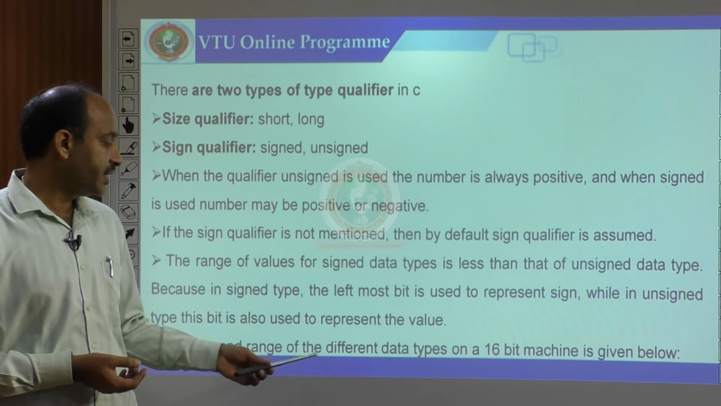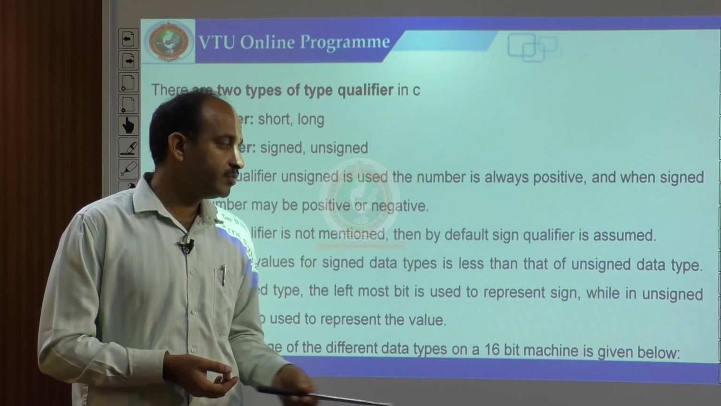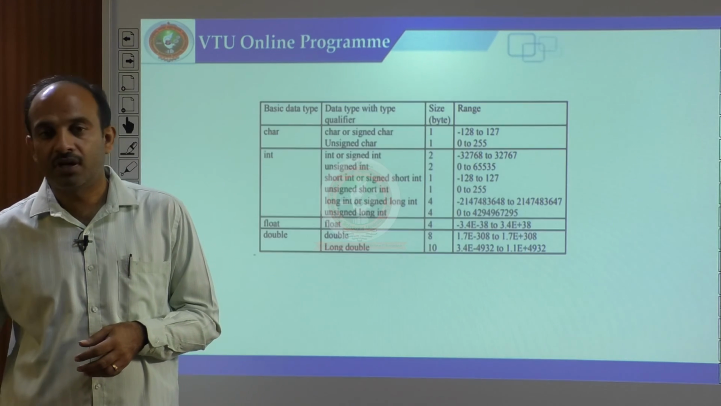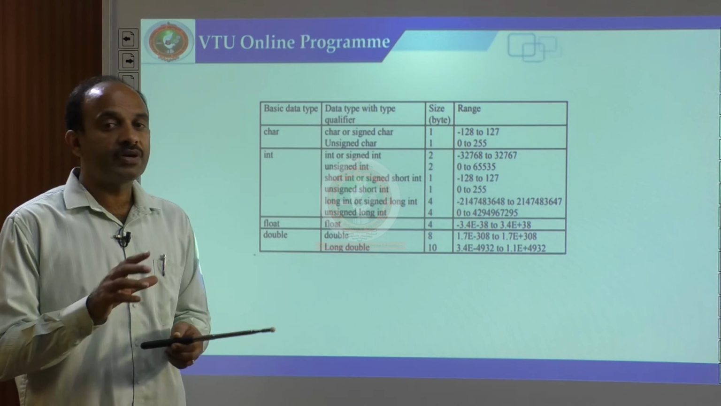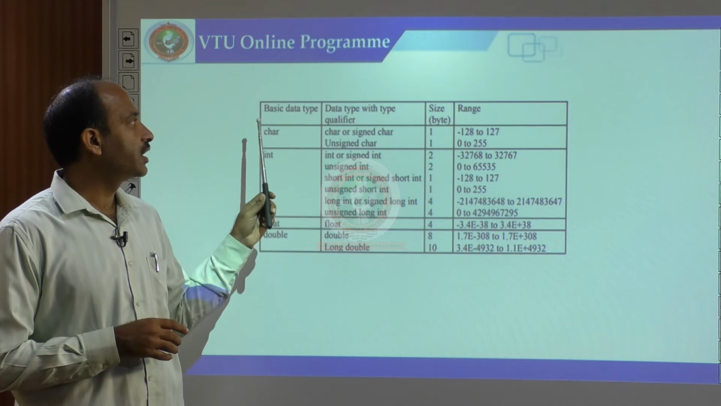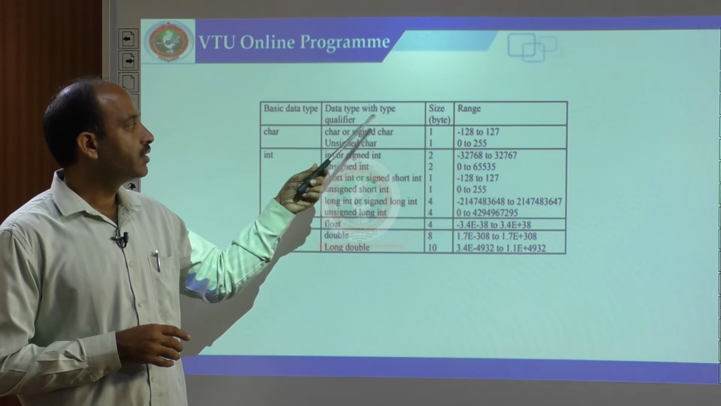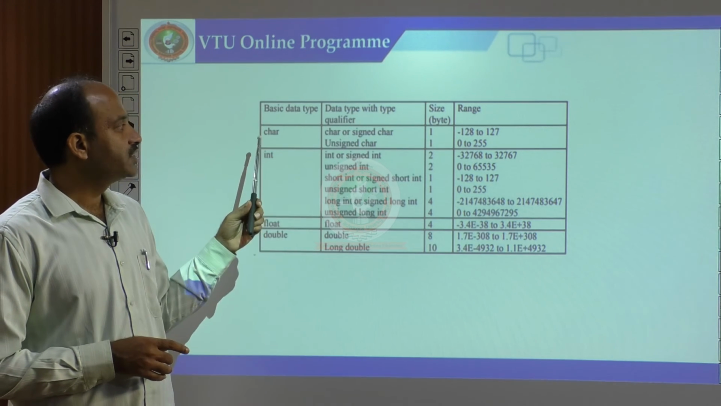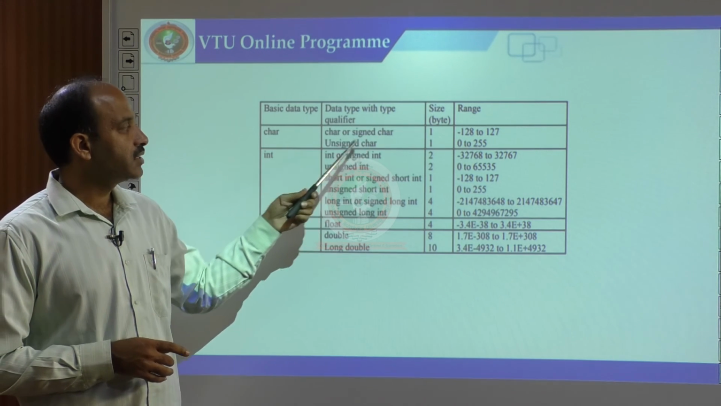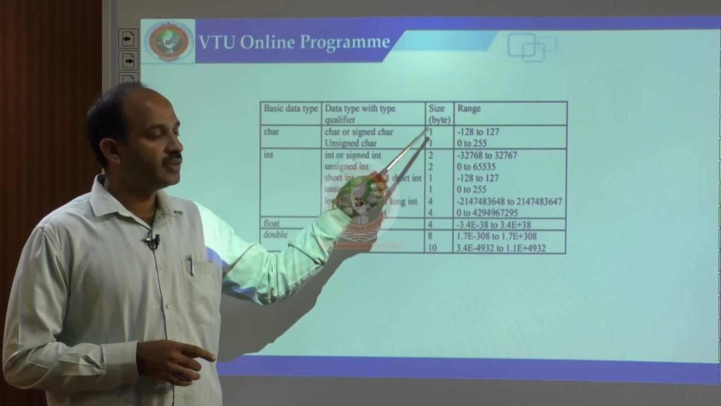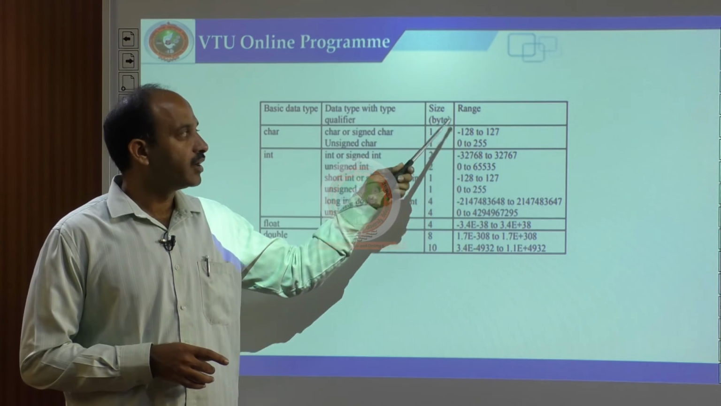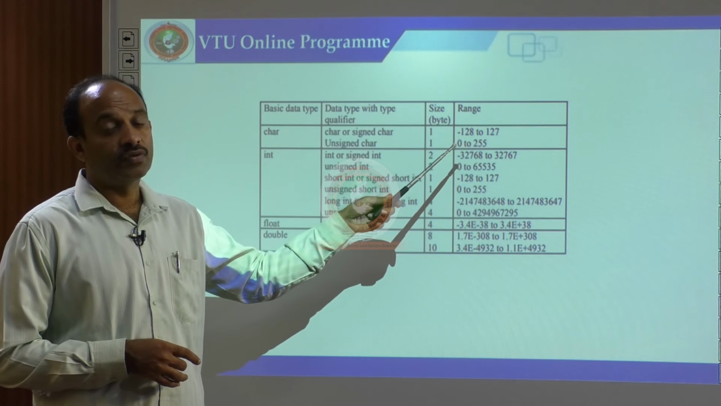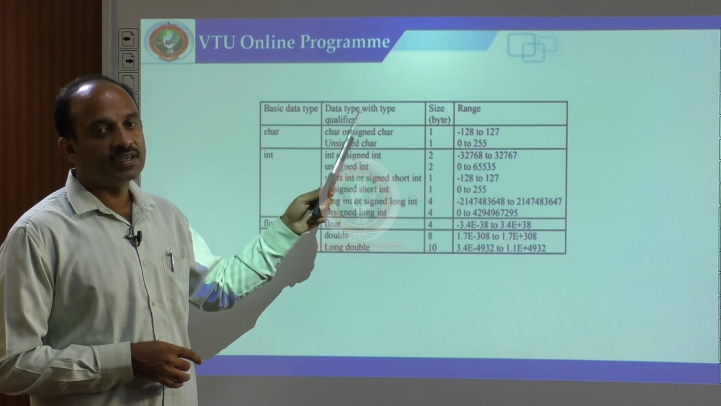So, the size and range of the different data types on a 16-bit machine are given below. Here we have considered a 16-bit machine. With respect to that, I am giving the range of each basic data type, along with the qualifiers we use, the size, and the range. If it is a character, whether signed or unsigned, the size is 1 byte, and the range is minus 128 to 127, or 0 to 255 if you do not consider the sign, that is unsigned.